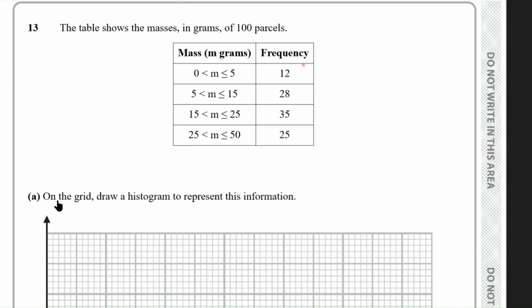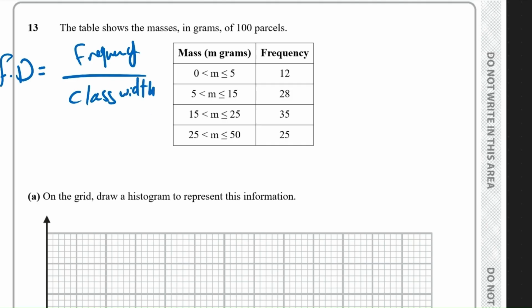And what does the question ask about? On the grid, draw a histogram to represent it. So for the histogram, we need the vertical axis as frequency density, and the x-axis is mass in grams as given here. But how to get frequency density? In order to get frequency density, you are going to use the equation: frequency density equals frequency divided by class width.